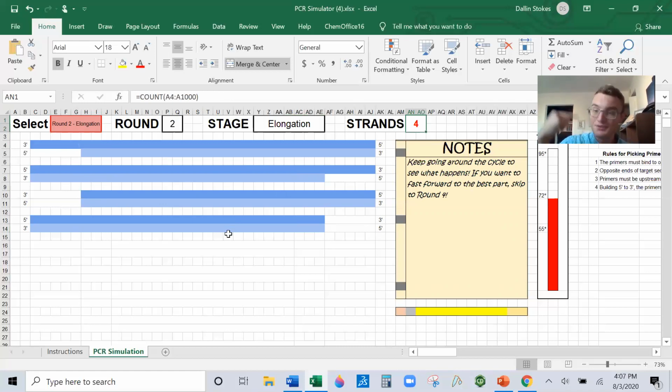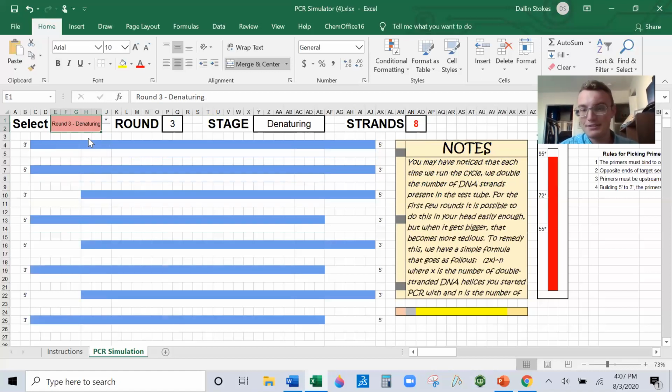Because we doubled it both times. Then we do it again. We heat it up to 95 degrees. Now we've got 8 separate individual strands because all 4 of them separate to become template strands. So we have 8 new template strands. And then we anneal again. We drop it back down to 55 and they stick on there.